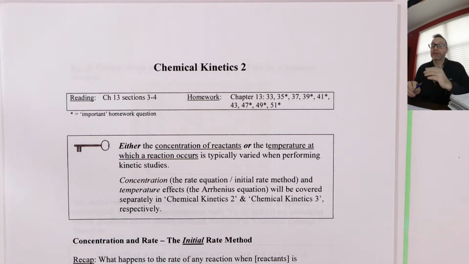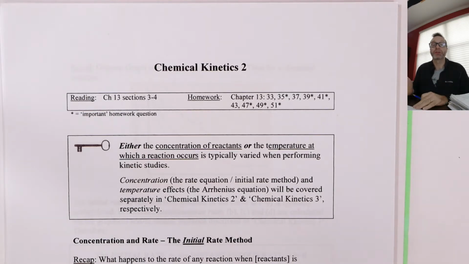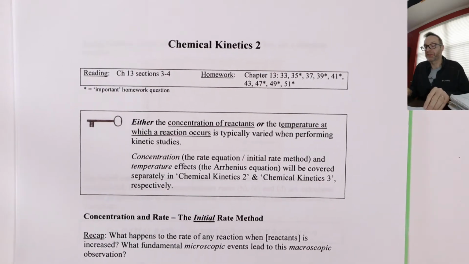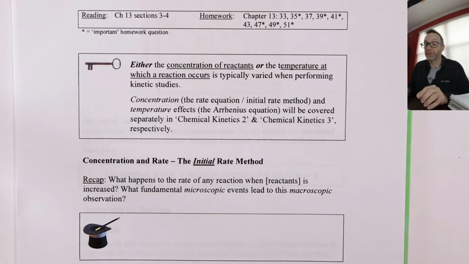Okay. Now, kinetics 2 is all about the concentration part. Those 2 main variables, things we can change in the lab, concentration and temperature, are parts 2 and 3 respectively. So we can either in a lab change the concentration of the reactants or the temperature at which the reaction happens. Increasing either or both will always increase the rate of reaction.